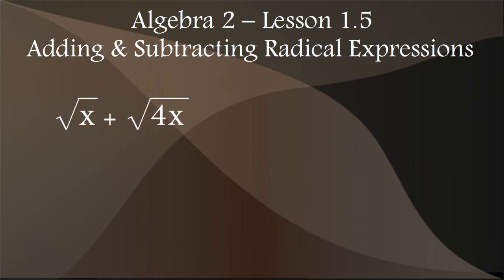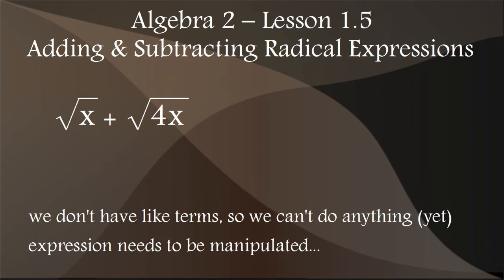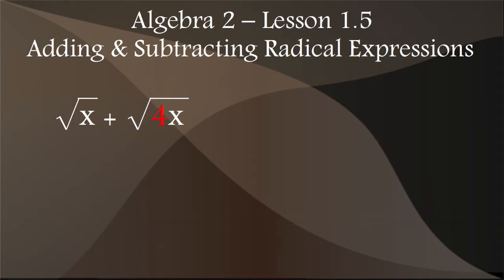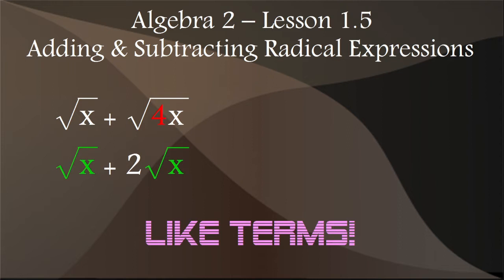How about this example? We don't have like terms, so we can't do anything yet. The expression needs to be manipulated. So this 4 here should be a clue. This happens to be a nice perfect square. We can pull that out of the equation, and we're left with root x plus 2 root x. And once again, we end up with like terms. If it helps, you can pretend that there's an invisible 1 in front of this root x, so we can add the 1 plus 2 and end up with 3 root x.